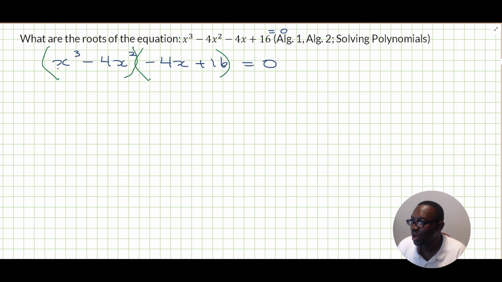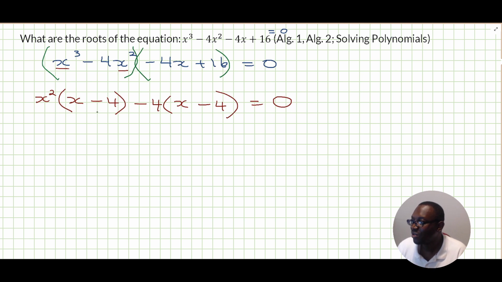We have a common factor here of x squared, because you have x squared here, you have x to the third power. So you have a common factor of x squared. Then x to the third power divided by x squared, you have x, minus 4x squared divided by x squared, you have minus 4. And then let's factor this out. What's the common factor here is negative 4. Negative 4x divided by negative 4, you have x. 16 divided by negative 4, you have minus 4 here. This is going to be equal to 0.